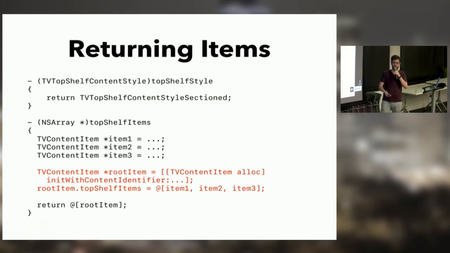So I mentioned that there's two styles of top shelf content. Those are specified through this top shelf style method. I'm going to start off with the section style, which in practice seems to be the more popular of the two. So you construct a method that basically queries your extension for content items. This is a blocking call, so if you need to do an asynchronous network request in here, you need to be able to basically block the method until you have the content, return it, which you can do with semaphores.